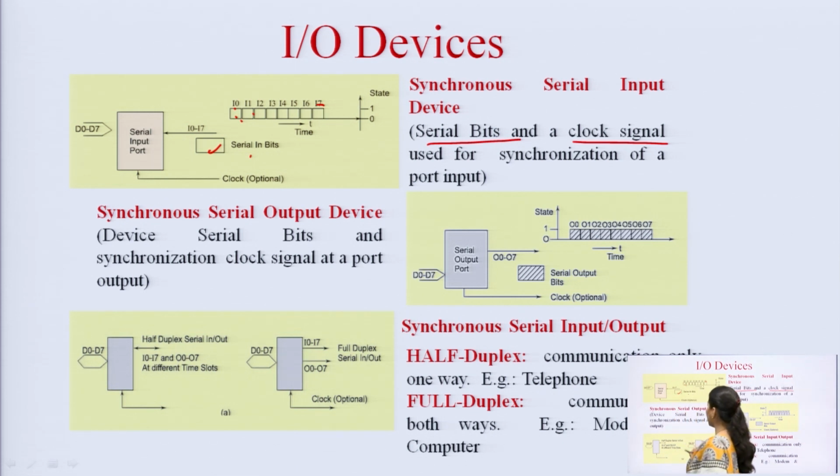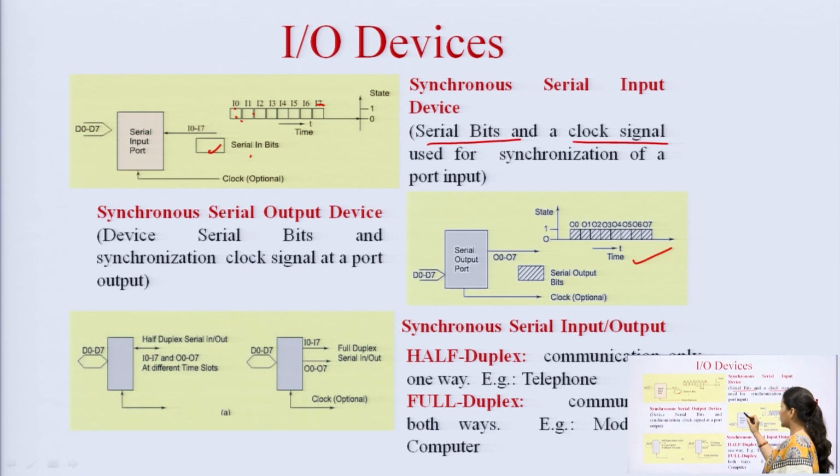Synchronous serial output device, again output bits, these hashed lines are the output bits shown, that is O0 to O7. So, these are the 8 bits. Now, this is the serial output port and this is the clock. These are the data lines. So, in this way the serial port is there.